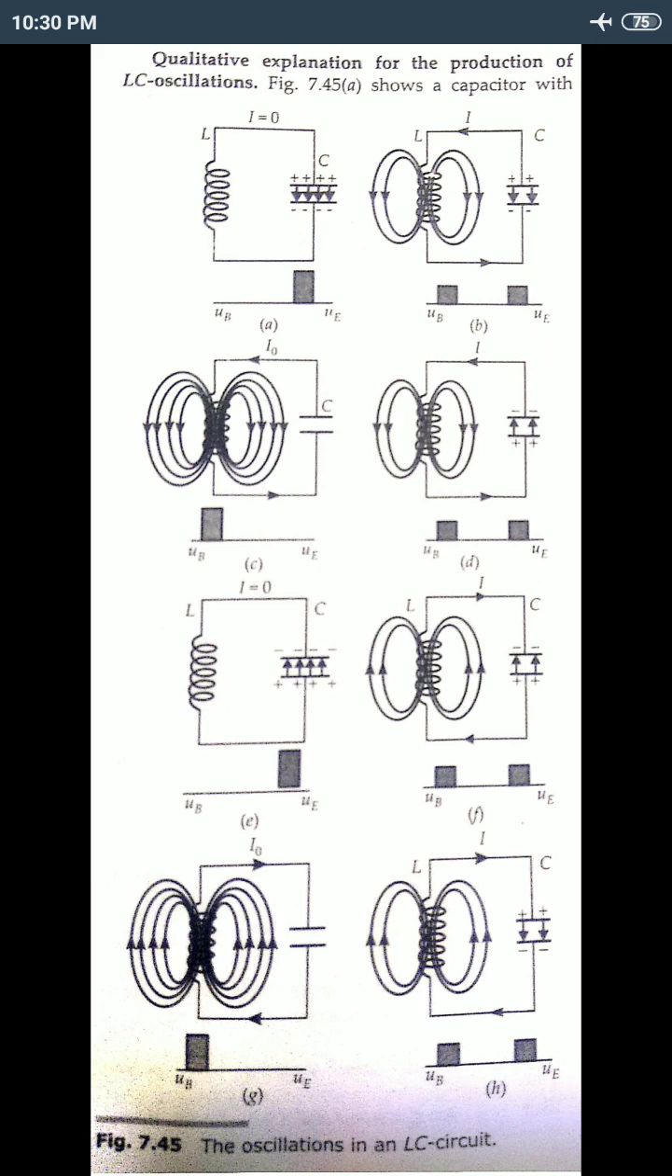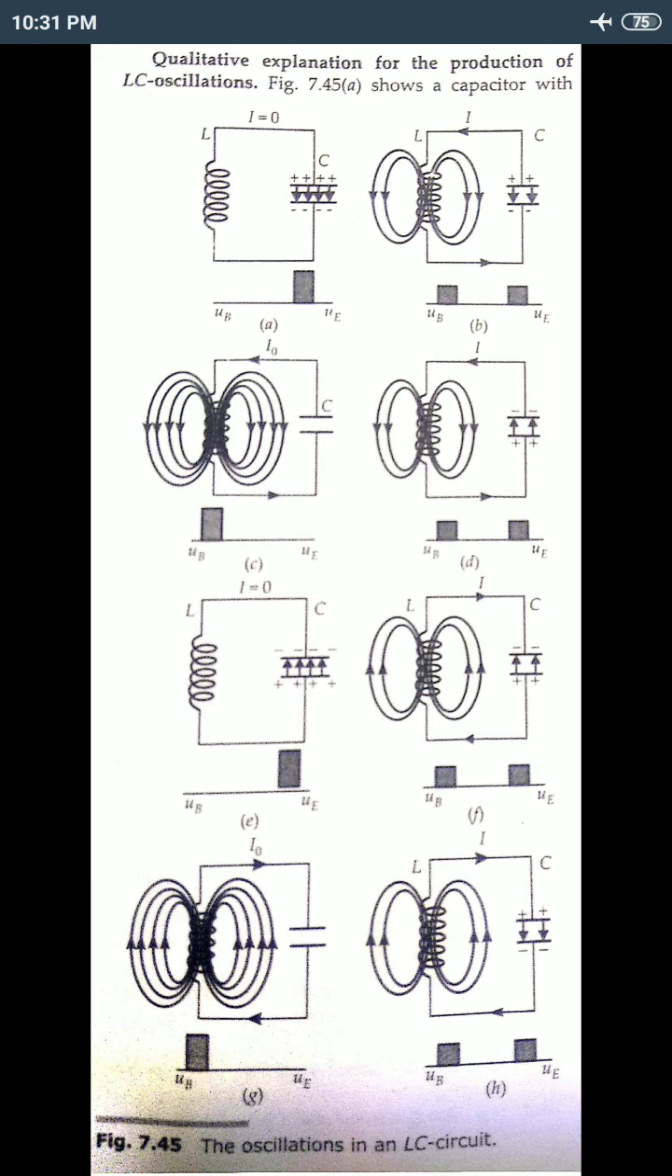In this figure E, the inductor has lost all of its magnetic flux. Magnetic flux linked with the inductor is zero, and the capacitor is fully charged, but with the polarity opposite to the initial state. Now what happened? The capacitor begins to discharge again. In this case, the capacitor sends the current in the opposite direction. This is figure F. It started discharging.